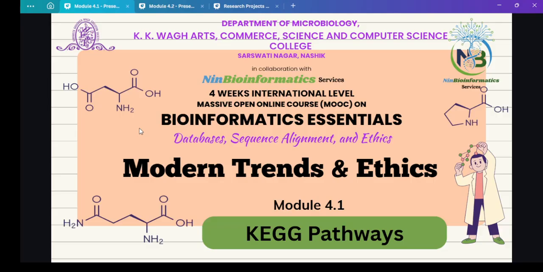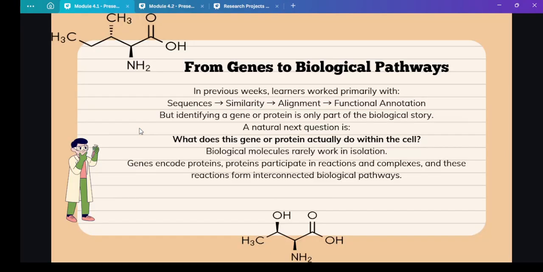In this week, we'll learn about modern trends and ethics, module 4.1. We'll cover basically four modules. The first module is KEGG pathways. This was a little bit remaining part from the previous weeks, so I am covering it in this week.